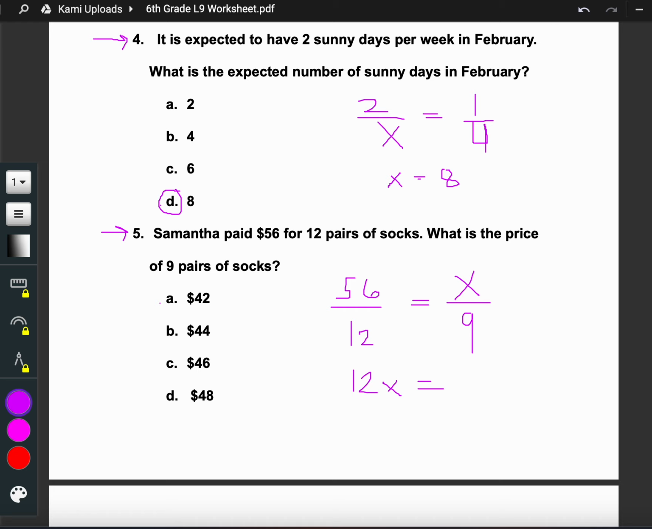I encourage you to do this on paper manually so that you just improve your division skills. So you get 504. And if you divide 504 by 12 like this, you get x alone, and this should be 42. So it's A.